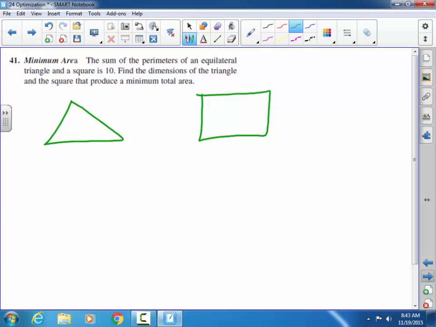My equation is 3x. So you said that's x and this is y, so you said 3x plus 4y equals 10. What do y'all think? I'm not sure about equilateral triangle in general. All right, that is correct. Equilateral, y'all remember that equilateral means all the sides are the same. Square means all the sides are the same, okay? Find the dimensions of the triangle and the square that produce a minimum total area. Then you do the area equation.